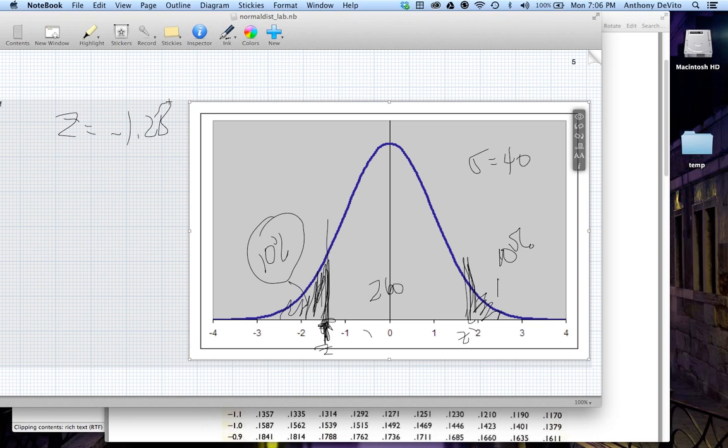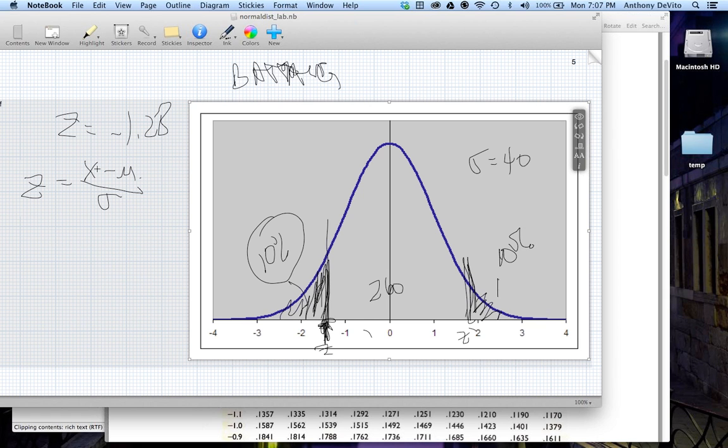Okay, so that means that the batting average that represents the lowest 10%, right? The batting average representing the lowest 10% has a z-score of negative 1.28. Well, I'm going to give you a quick formula here. Z is equal to x minus mu over the standard deviation. Make sense? The difference between a value and the mean divided by standard deviation is the number of standard deviations.